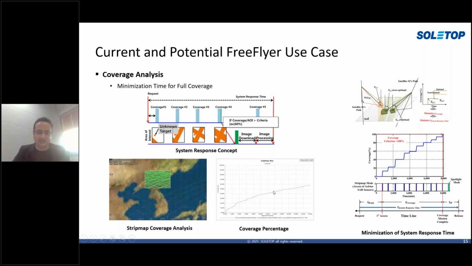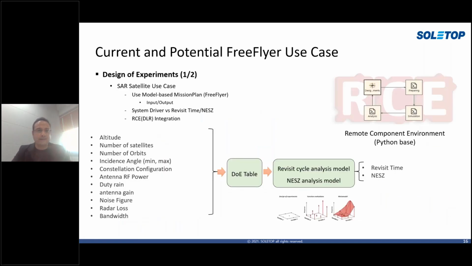Below is another example of how the coverage percentage is being calculated. And on the other side, we have the SAR satellite use case, which is very important on the government side of the Korean FreeFlyer implementation. Our team, under the leadership of Dr. Kim Hong-nae, has been working closely with government agencies and making sure that the SAR-related satellite implementation is also demonstrated properly, and also with proper analysis being carried out.